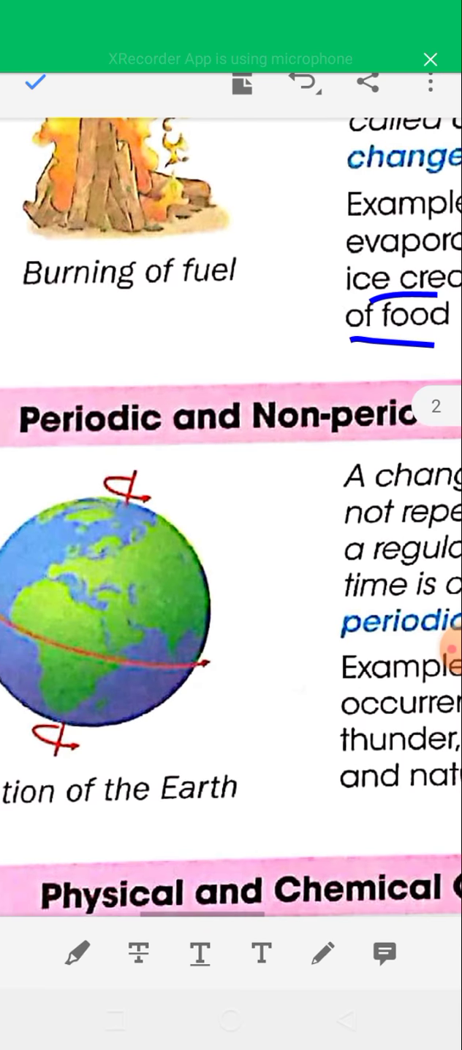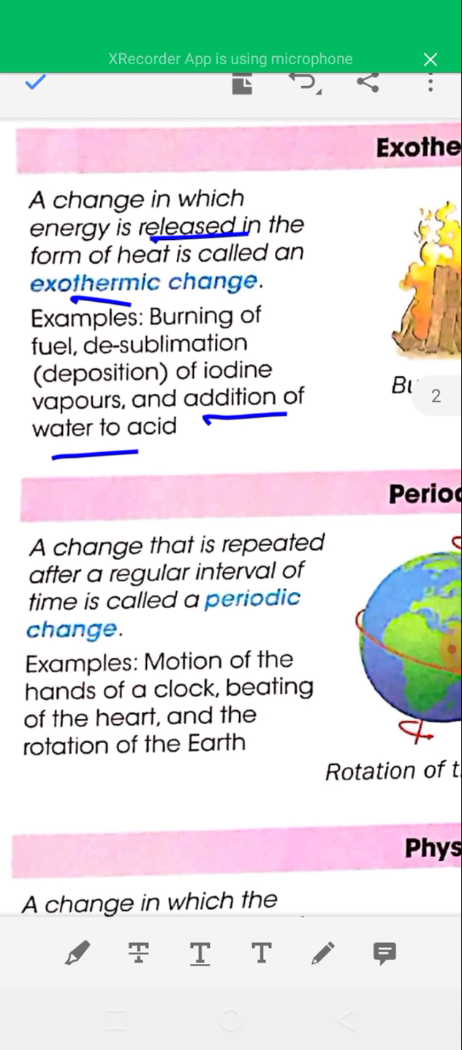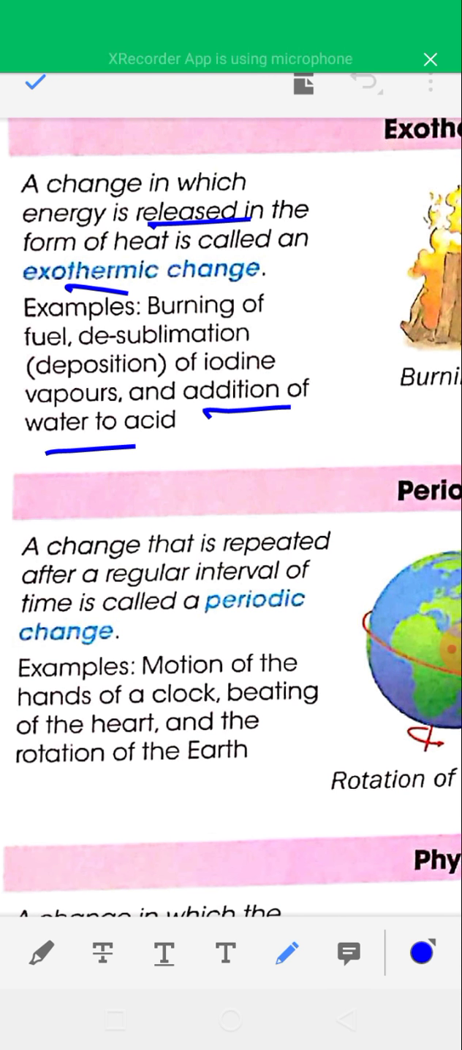Next type of change, periodic and non-periodic change. Periodic change is a change that is repeated after a regular interval of time. For example, the rotation of earth, or motion of the hands of a clock. A change that is repeated after a regular interval of time is called periodic change.